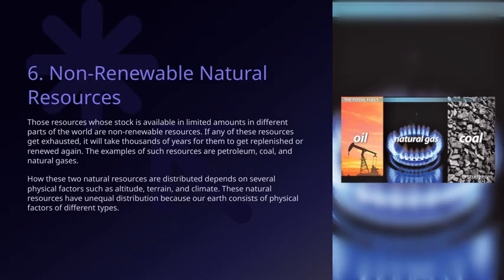Now, the distribution of these resources isn't uniform across the globe. It depends on various physical factors like altitude, terrain, and climate. Because the Earth has such diverse physical characteristics, these resources are unevenly spread out. Understanding this helps us see why some regions are rich in these resources, while others are not. This concept ties into the larger theme of how natural resources are distributed and the importance of managing them sustainably.